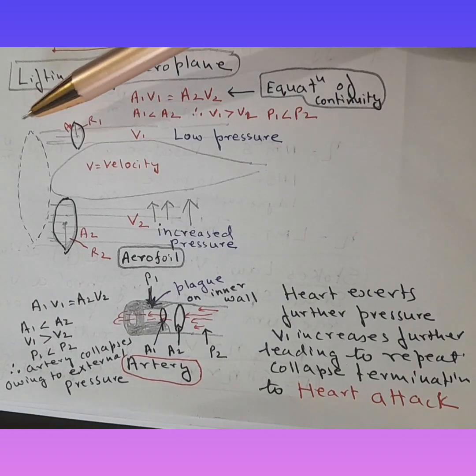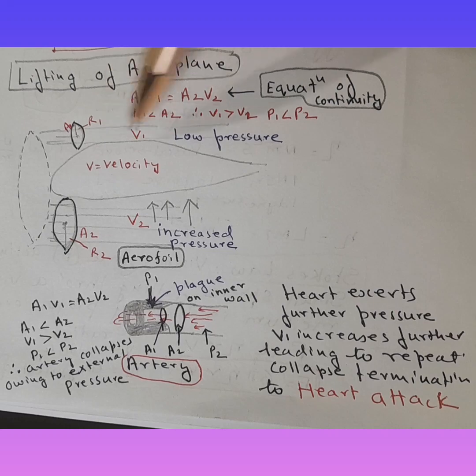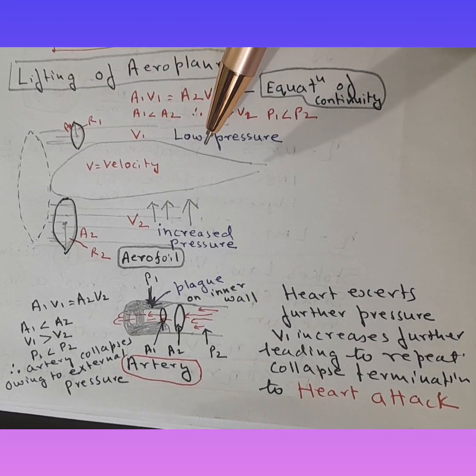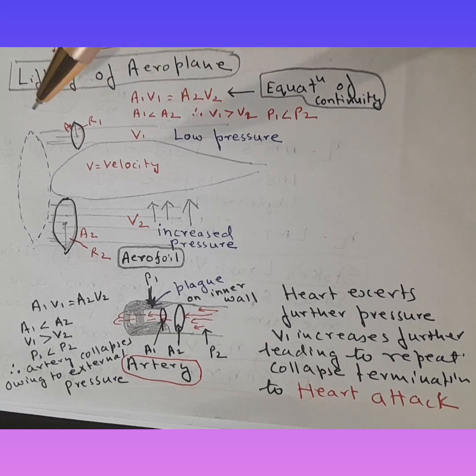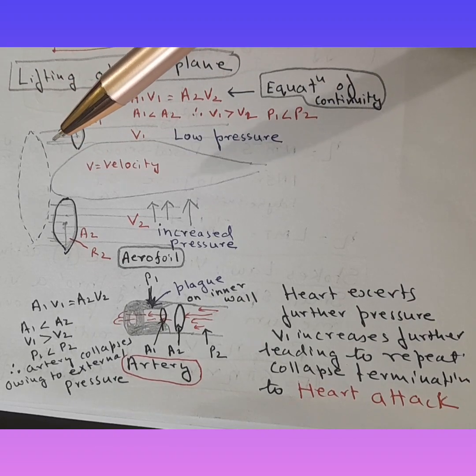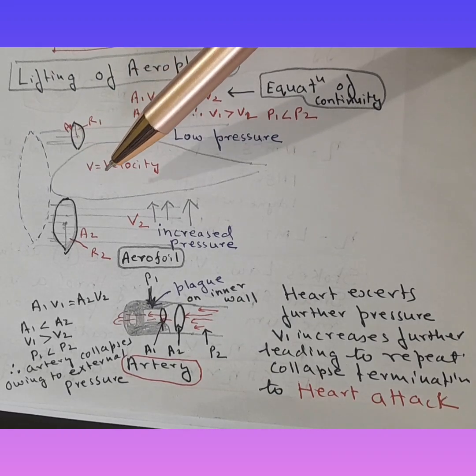Now propellers are also there to further increase the velocity of air here. So further increment in velocity of air means further reduction of pressure and flight of the plane, if we take aeroplane as our example. So this is the principle of aerofoil.